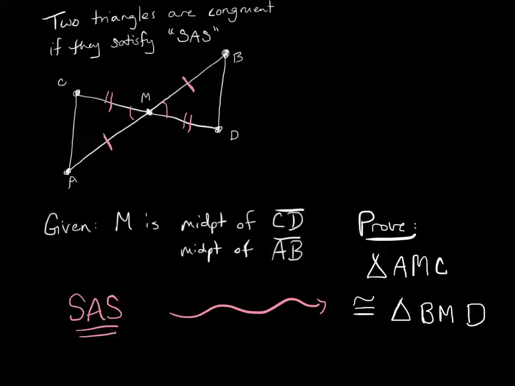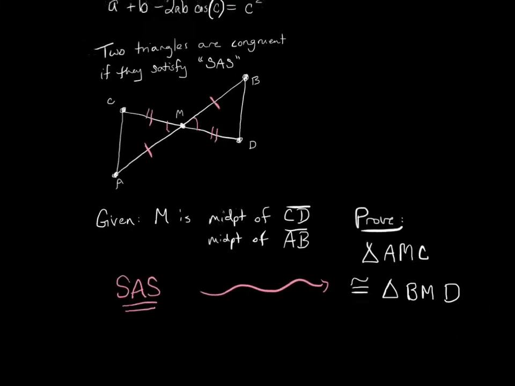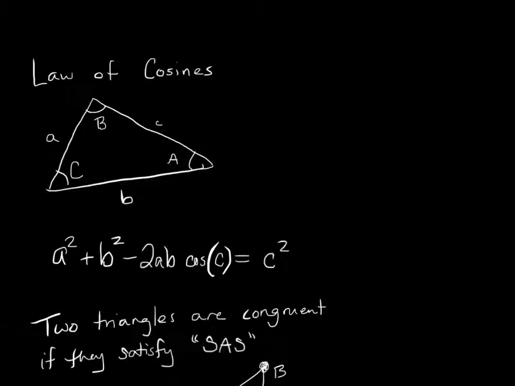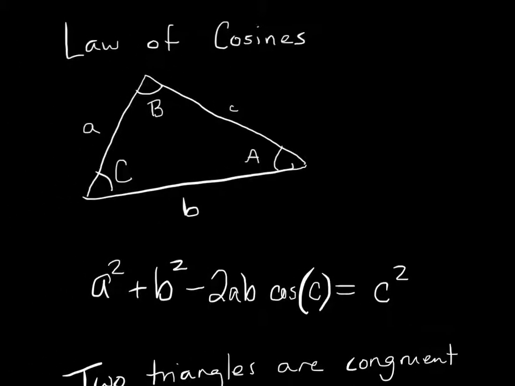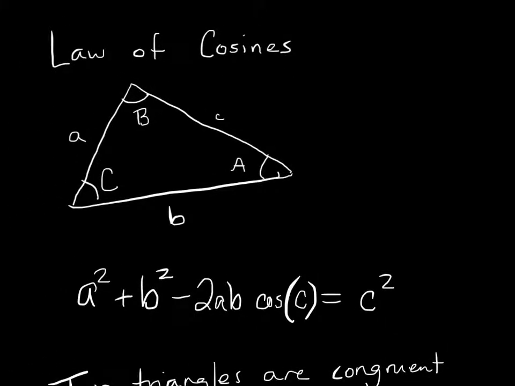So there's an example of how you might use side angle side in geometry for middle school or elementary school kids. And then you grow up and you take algebra 2 or pre-calculus, and suddenly, instead of side angle side, what you have is the law of cosines. All the law of cosines says is that if you know this side, and this side, and this angle, you know all three sides. You know everything. And that's exactly what the side angle side theorem says in geometry. Two triangles that satisfy side angle side are the same.